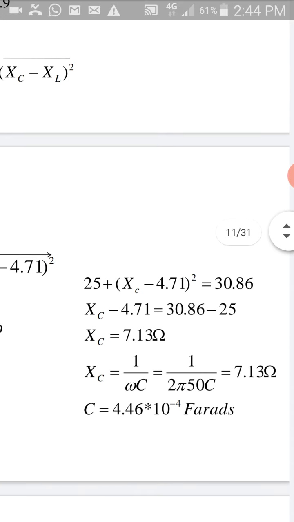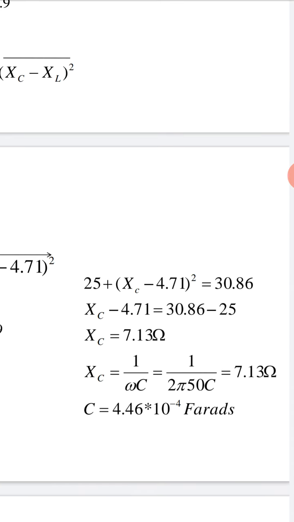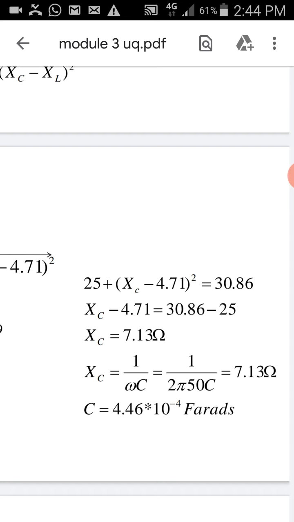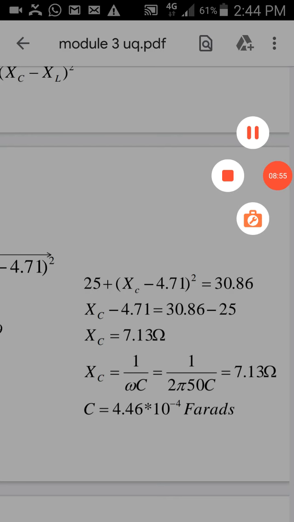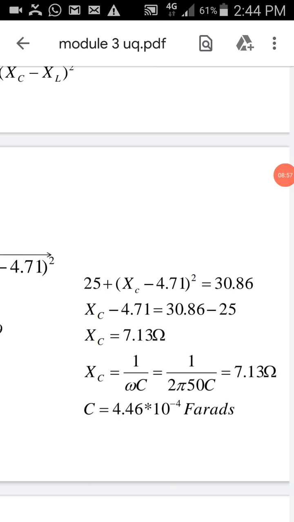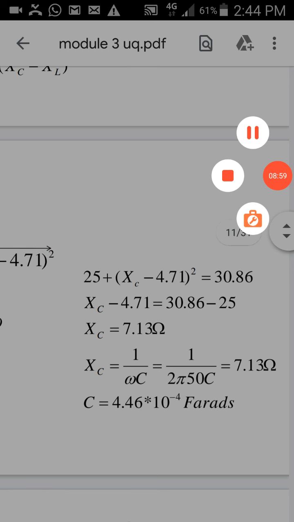Now what is XC? XC is equal to 1 by omega C, which is equal to 1 by 2 pi FC. So you can find C from that. C is equal to 4.46 into 10 raised to minus 4 farads. Okay, thank you.